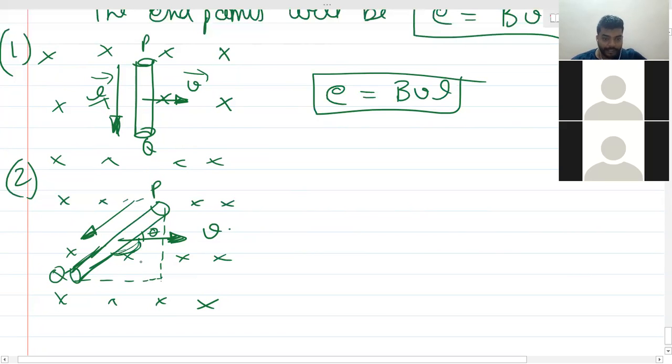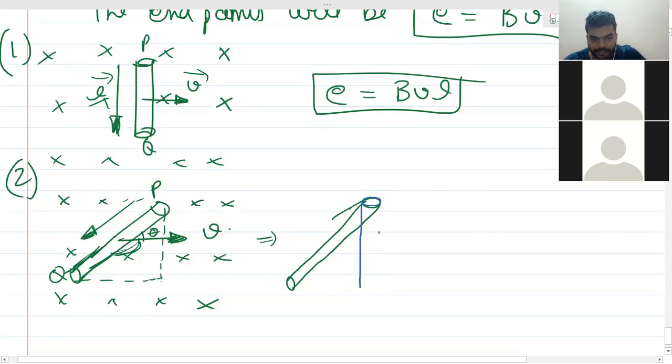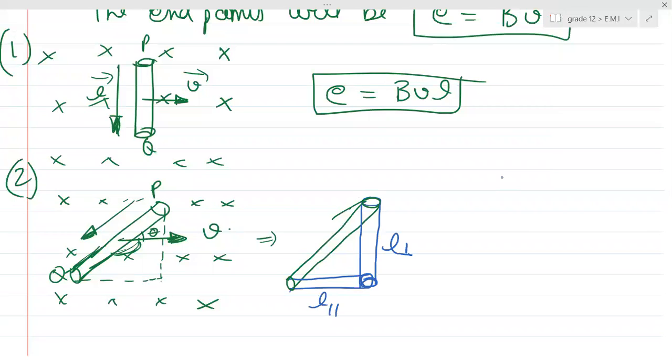Yes, sir. So in this case, what we can do, we can resolve this rod into two components. I think I have discussed this concept earlier as well. There is one component of the rod which is perpendicular to the velocity, and one which is parallel to the velocity, right? This is the component of length which is parallel to velocity, and this is the component of length which is perpendicular, right? Yes or no?